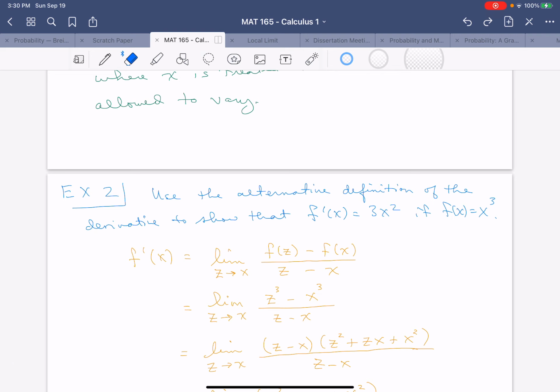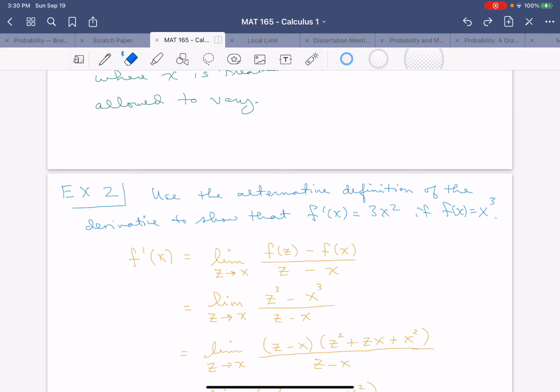And if you recall, the derivative of f of x equals x to the third is 3x squared. So we should see from this alternative definition that we still get f prime of x equal to 3x squared. Okay, well, let's see. Let's start directly from this alternative definition. So f prime of x is equal to this limit of this slope formula, straight from the alternative definition. And then f of z, of course, is z to the third, and f of x is x to the third. So you can see them just plugging in there.